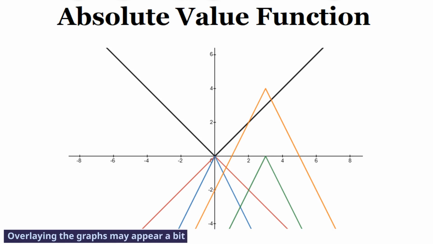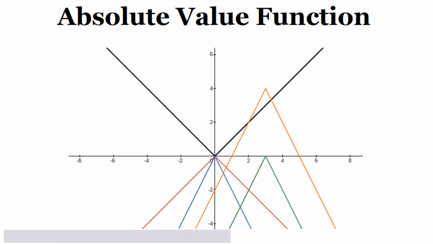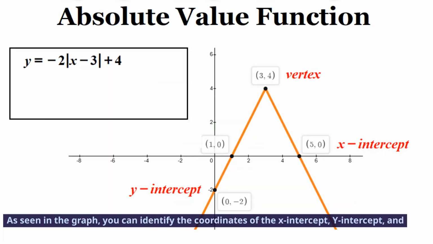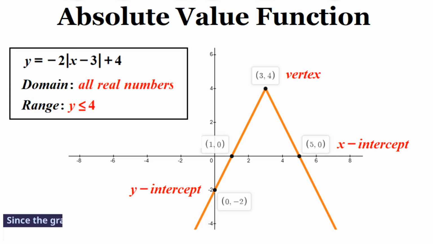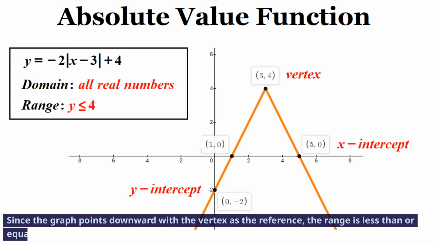Overlaying the graphs may appear a bit complex. As seen in the graph, you can identify the coordinates of the x-intercept, y-intercept, and the vertex. Since the graph points downward with the vertex as the reference, the range is less than or equal to 4.